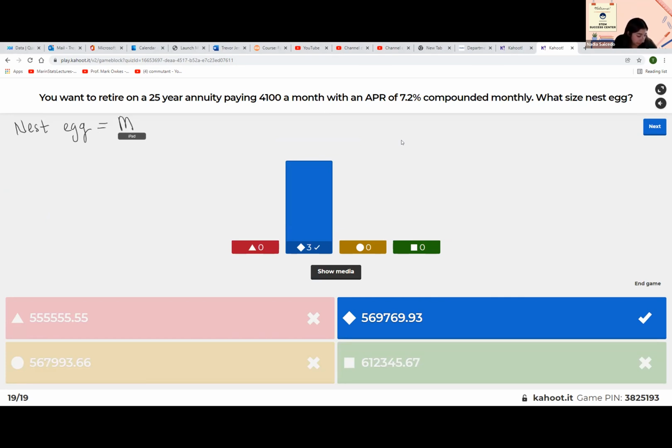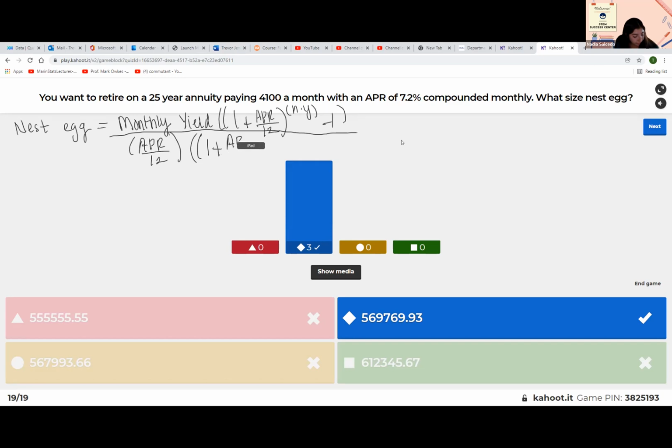And so that would be your monthly yield multiplied by (1 plus APR divided by 12) to the n times y, minus 1. All of that is going to be divided by APR divided by 12, times (1 plus APR divided by 12) raised to the n times y. And that's it for that one.